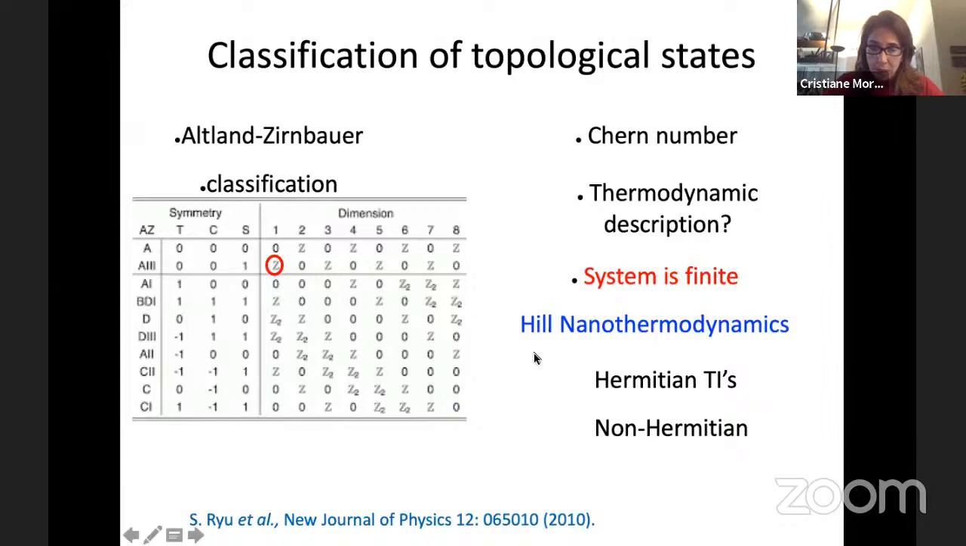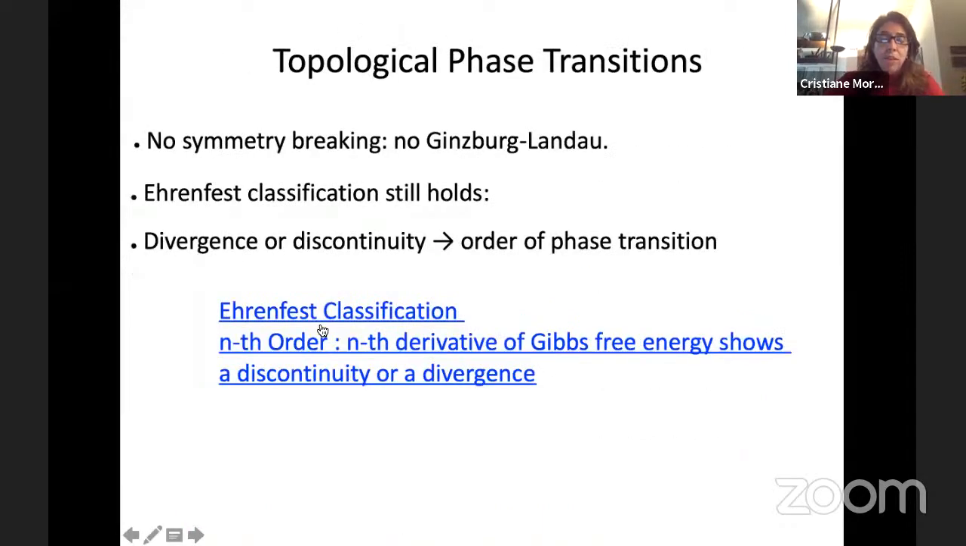So if you remember, the second problem that we had, besides the fact that our systems had boundaries and everything interesting is happening at the boundaries, so we couldn't go completely into the thermodynamic limit, there was another problem when we tried to describe topological phase transitions. At these phase transitions, there is no symmetry breaking, so we can't apply anything like the Ginzburg-Landau formalism, and we have a completely delocalized order parameter.